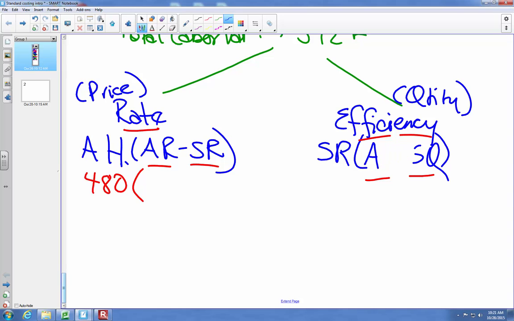So I'm sorry. So then what am I going to put in here for efficiency? 480. Right, but I mean for my abbreviations, actual hours minus standard hours, right?